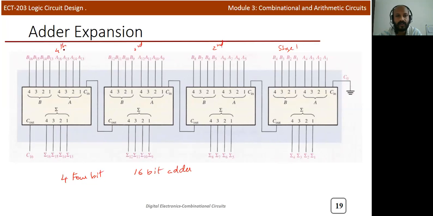Here also you can see the same logic is used. The first stage carry out is connected to the carry in of the second stage, and the carry out of the second stage is connected to the carry in of the third stage, and the carry out of the third stage is connected to the carry in of the fourth stage. So here you can see that this is the MSB part and this is the LSB part. Similarly, you can implement 32-bit or 64-bit, any number, by using a 4-bit adder.